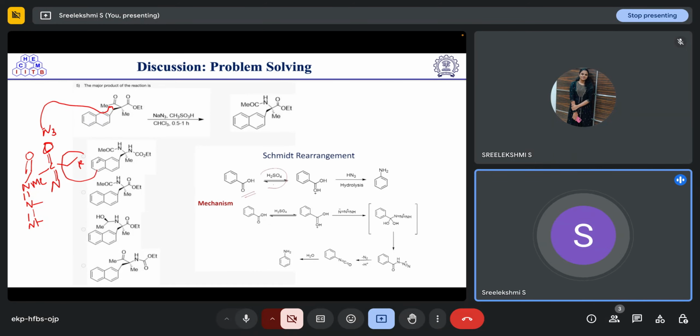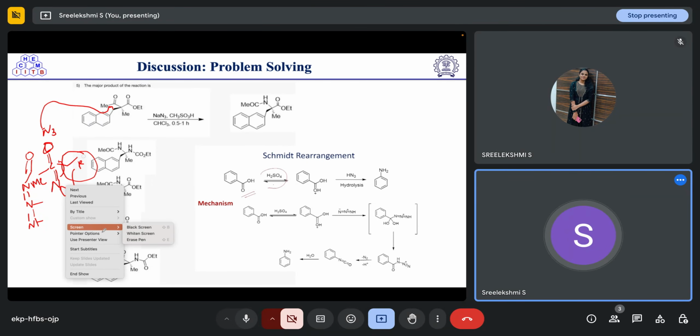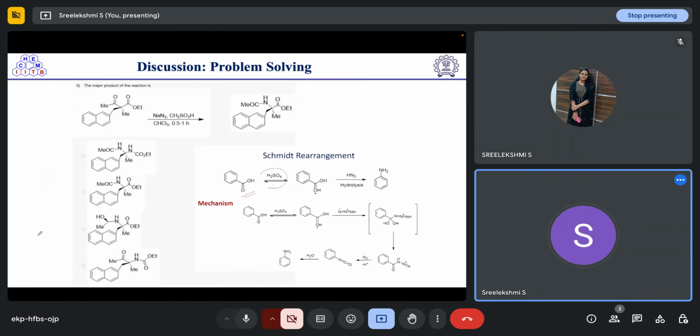So then this R group is migrating over this center, and then this bond is shifting over. It is getting protonated, we can say, because a carbocation will be generated when this is migrating to this nitrogen center. So we will be getting the intermediate N double bond C double bond O.